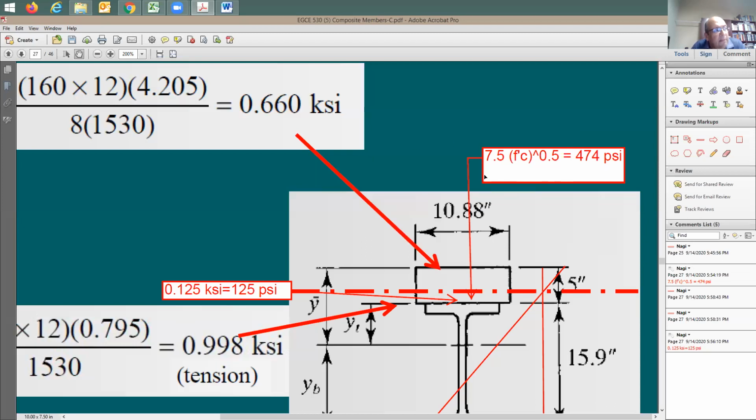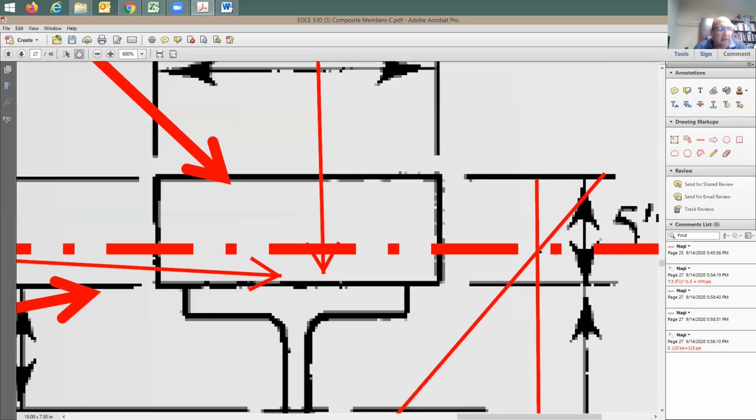So this only applies when you have the section in tension. It doesn't apply if the concrete is getting compression. So this limit applies to this little triangle, but doesn't apply to this guy here, the compression side.